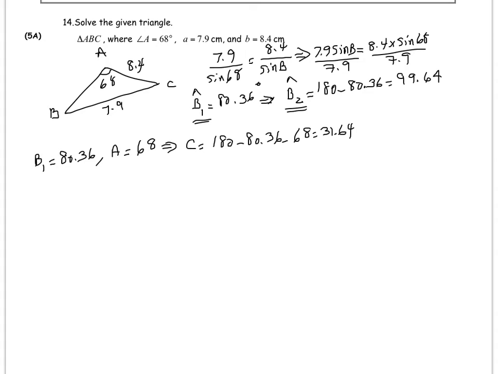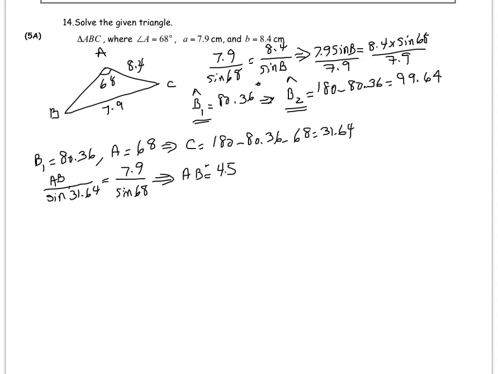So now I have all the angles. The only one which is left is side c, which is AB. To find that one, I'm going to write the sine ratio again. I'm going to say sine AB over sine 31.64 is equal to 7.9 divided by sine 68. If you crisscross here, you will find that AB is about 4.5. So this is the first solution.